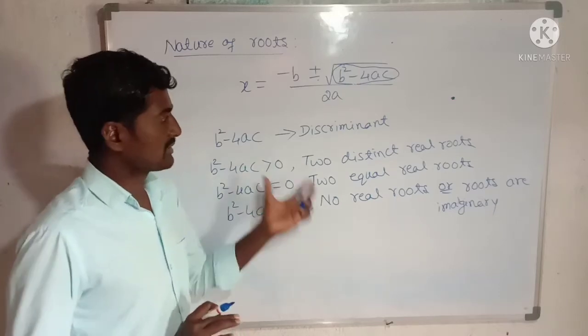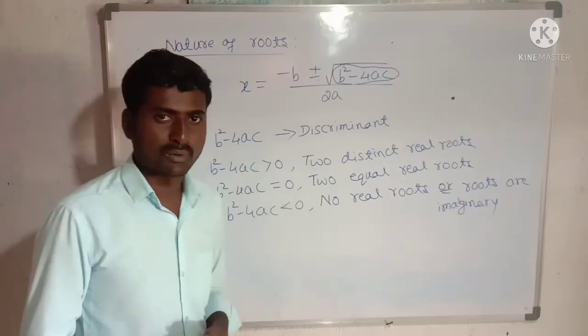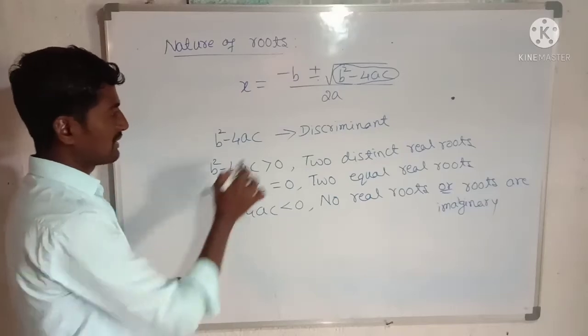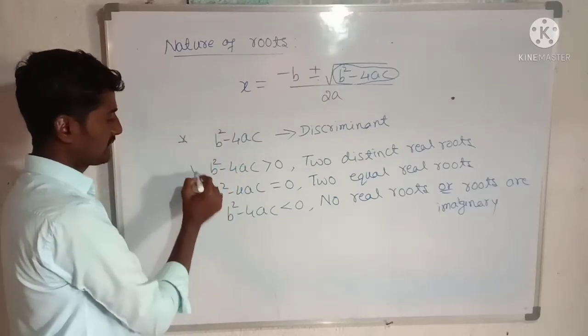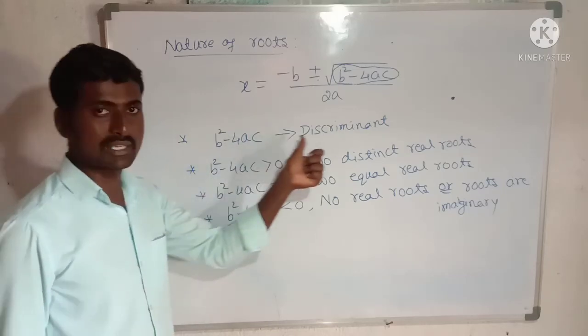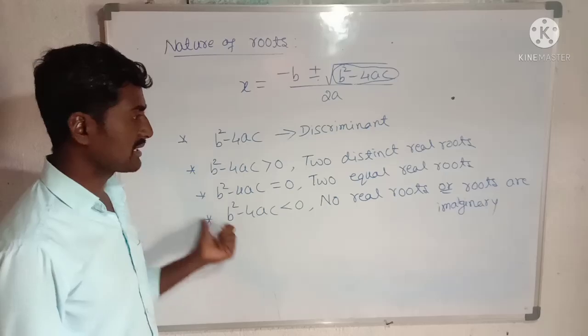We will solve some questions based on this concept only. They will come to know. So first you write the nature of the roots heading, then after you can copy these four terms. So b square minus 4ac we can say that factor as discriminant. These are the nature of the roots.